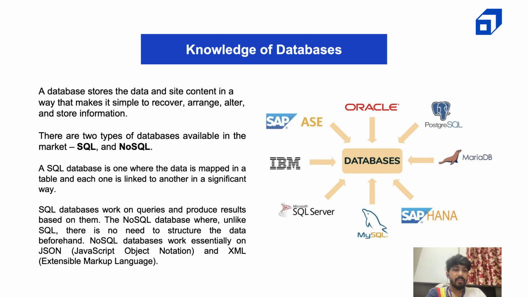So Oracle, PostgreSQL, MariaDB, MySQL, SAP, SQL Server, IBM DB2, SAP ASE. All of these are SQL databases. They are not NoSQL databases. As an example of a NoSQL database, there is MongoDB, and there is DynamoDB in AWS. So these are NoSQL databases.